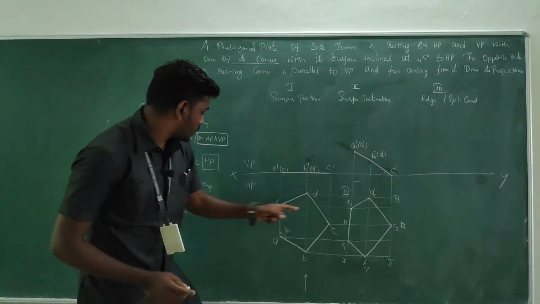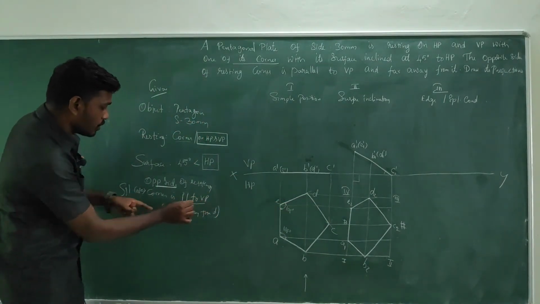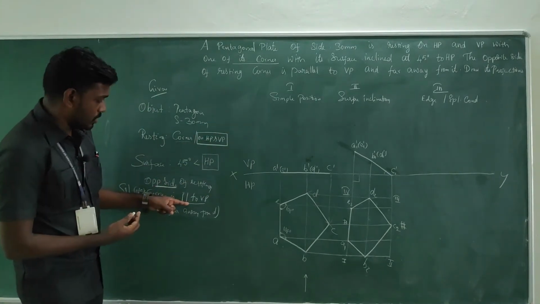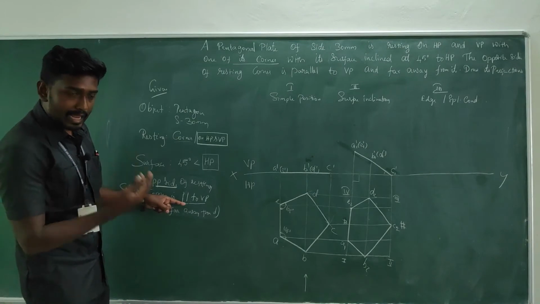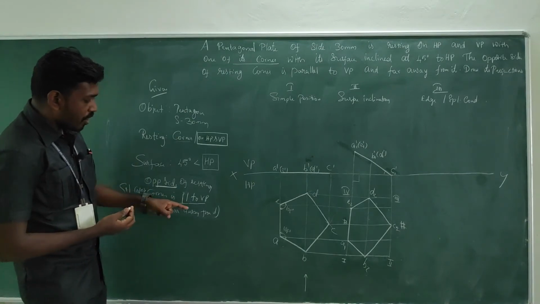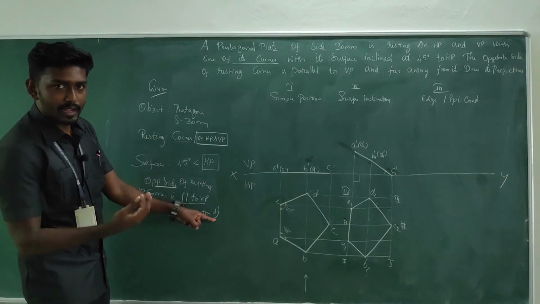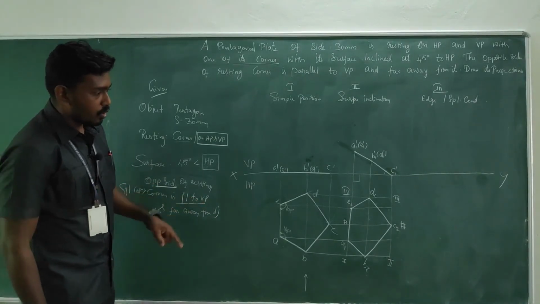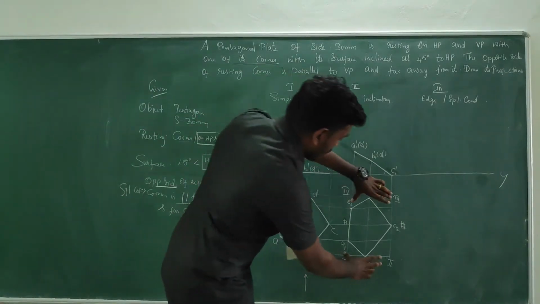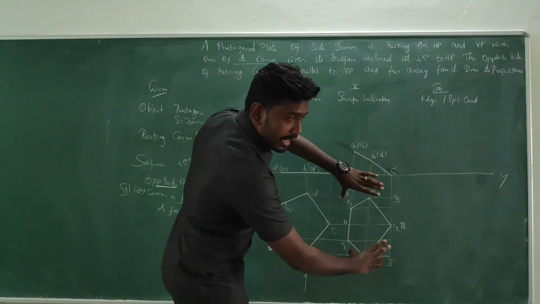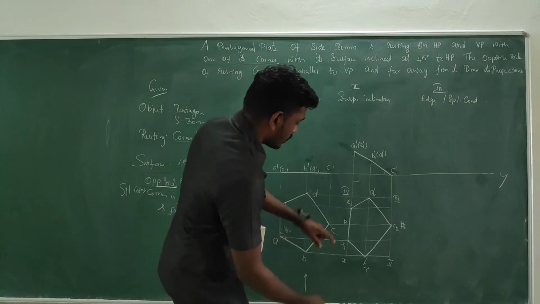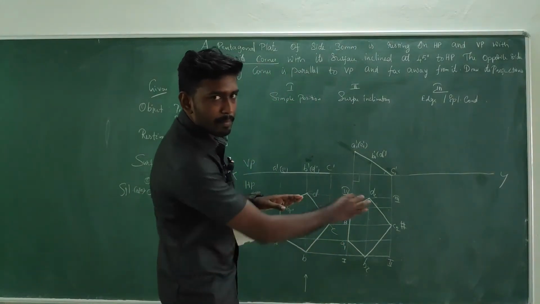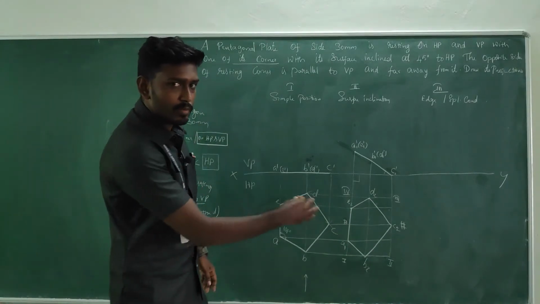That edge is kept parallel to VP. It should be kept parallel to VP in the third stage, and the same edge should be far away from the VP plane. So what we can do is, if you take the object something like this and keep it so that this edge E to A will be parallel. Okay, it will be parallel.